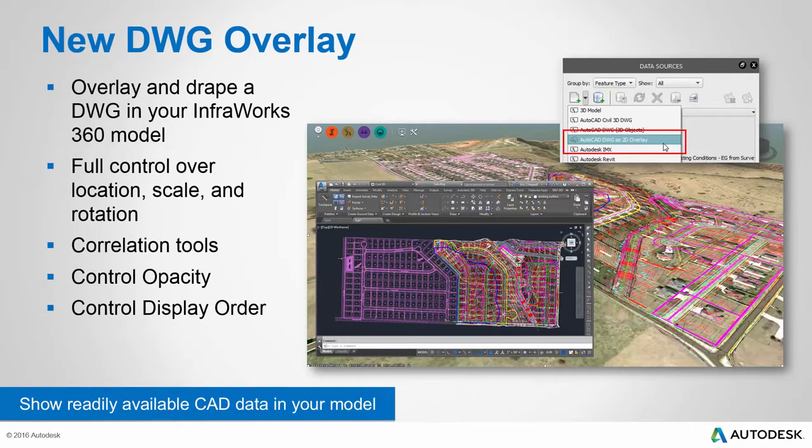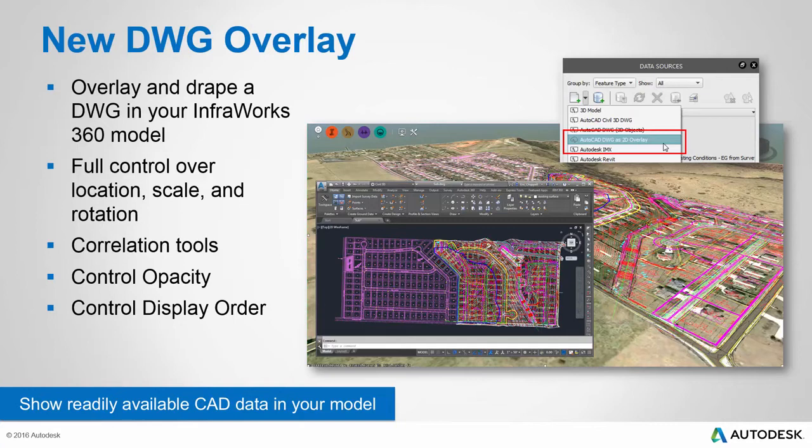In the last update to InfraWorks 360, you gained the ability to do overlays of raster images. Now it gets even better. You can now overlay DWG files in your InfraWorks 360 model. So all of those thousands of CAD drawings that you have around that were maybe created in Civil 3D or AutoCAD or some other AutoCAD-based product can now be shown very quickly and easily in your InfraWorks 360 model.